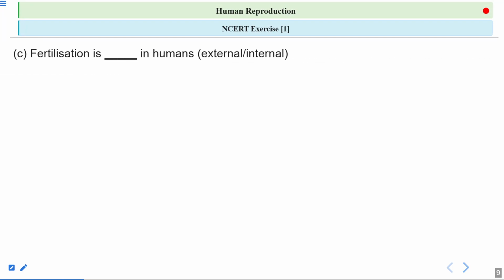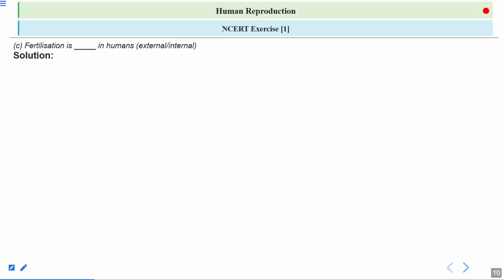Then the next one: fertilization is dash in humans, external or internal. There are two types of fertilization, external and internal. So in humans fertilization is... what will be the answer? The answer here is that fertilization is internal. This is the correct answer.